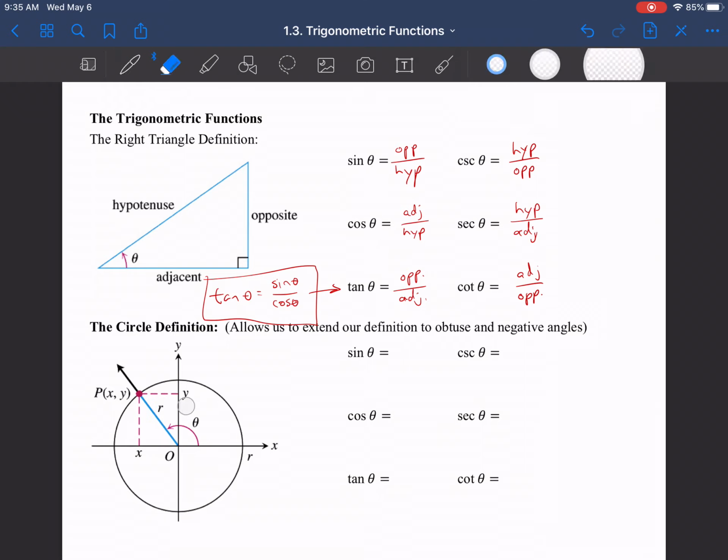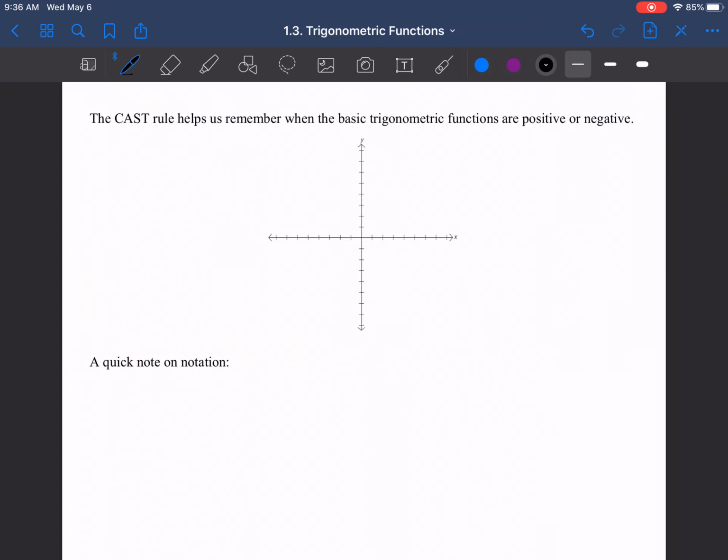So let me erase that so it's not horribly messy. Sine of theta is going to be opposite over hypotenuse. That's going to make it y, which is the opposite side from our angle, y over r. X is going to be the adjacent side, so cosine is x over r. Tangent is going to end up being y over x. Cosecant is the reciprocal of sine, so r over y. Secant is r over x, the reciprocal of cosine, and cotangent is x over y, the reciprocal of tangent. All right, so make sure you have that down and understand it pretty well.